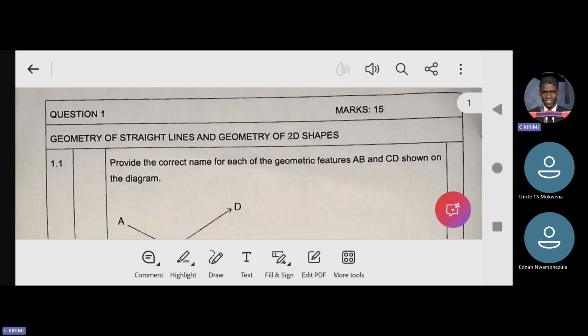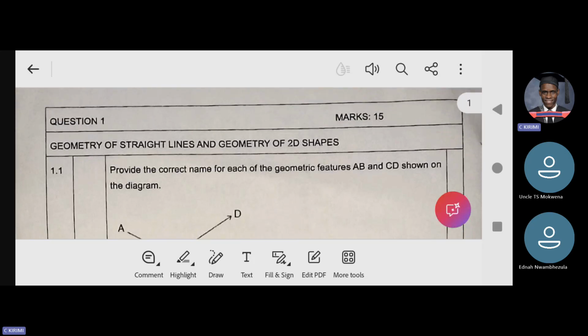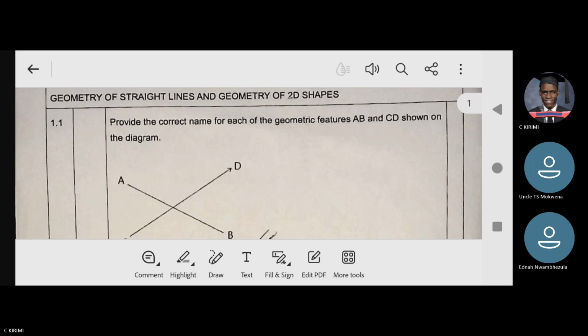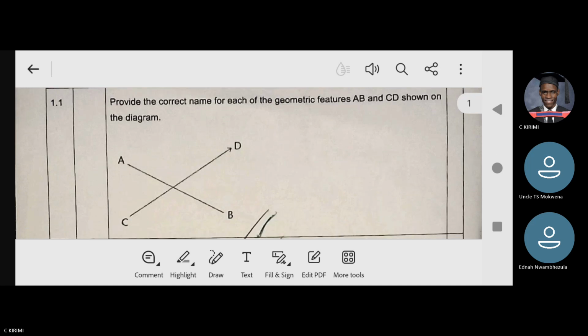All right, in this question paper, you are dealing with the topic geometry of straight lines and geometry of 2D shapes. So provide the correct name for each of the geometric features A, B, and C, D shown on the diagram.